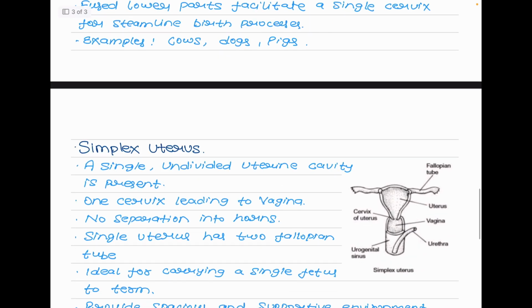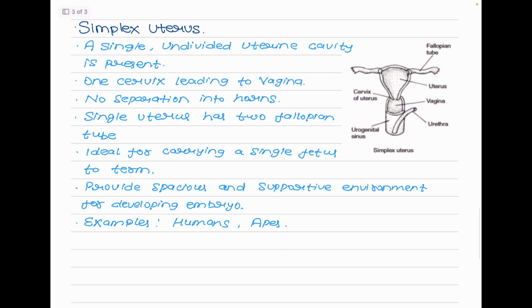The next type is simplex uterus. This is a single undivided uterine cavity. There is no separation into horns and only one cervix leads to the vagina. Even though there is just one uterus, it still has two fallopian tubes. This structure is ideal for carrying a single fetus to term, offering a spacious and supportive environment for the development of the fetus. The simplex uterus provides better conditions for the nourishment and development of a single embryo.